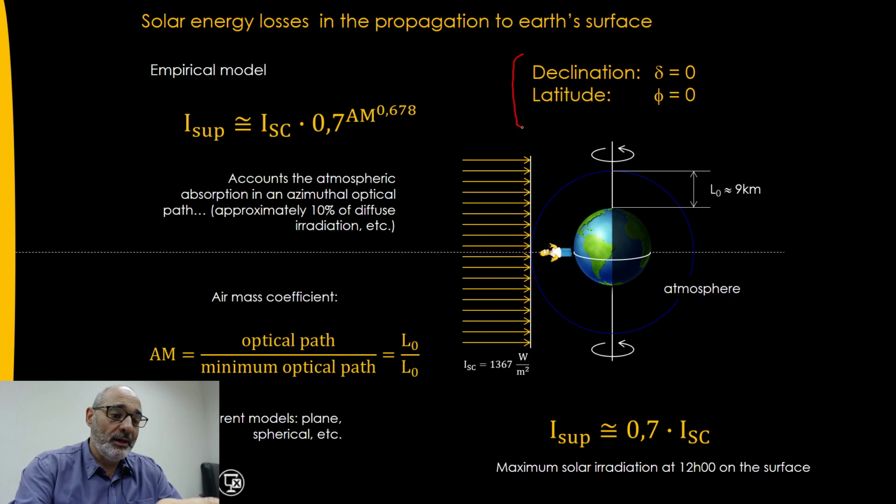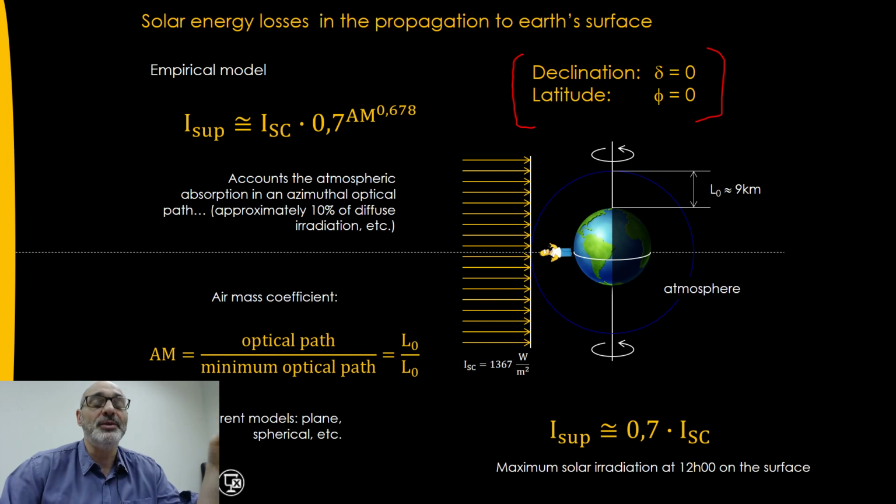So let's start in a particular position. Then we are going to make things more complex. We're starting at the most simple situation. Our observer is at the equator, as you can see here, and at noon. So his latitude is 0 and the declination of the sun is 0. So it's noon.